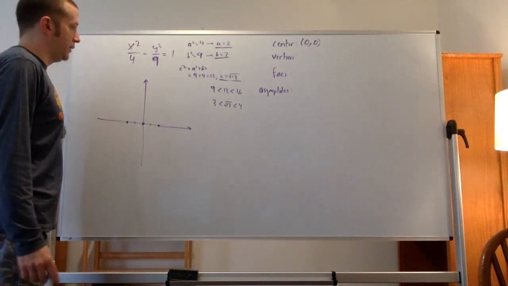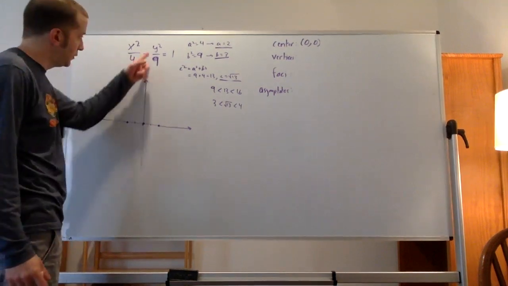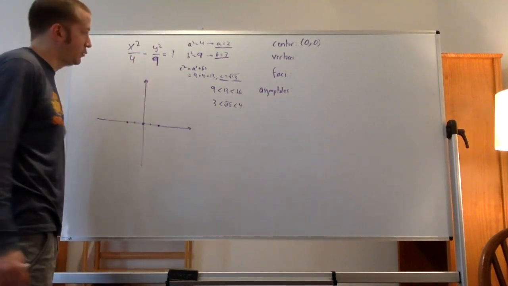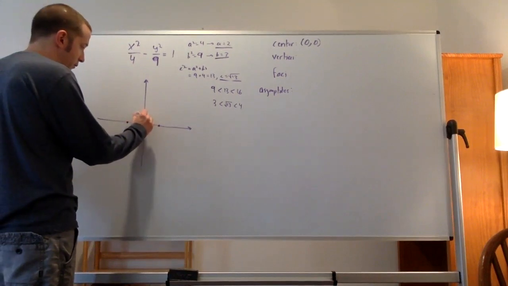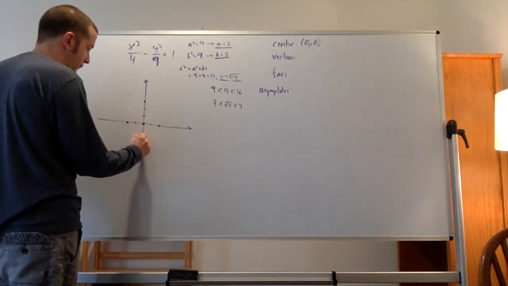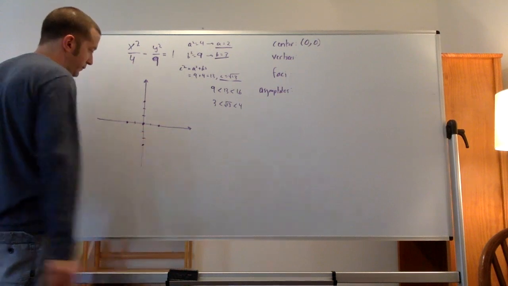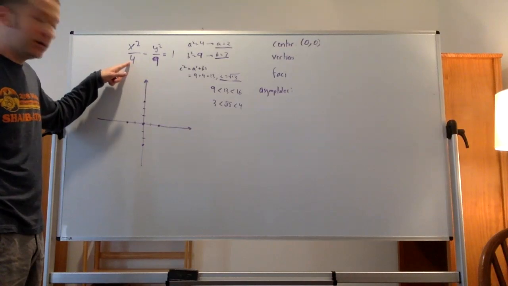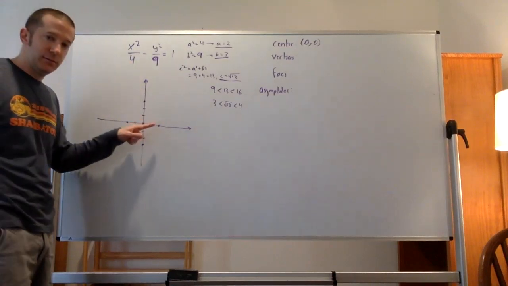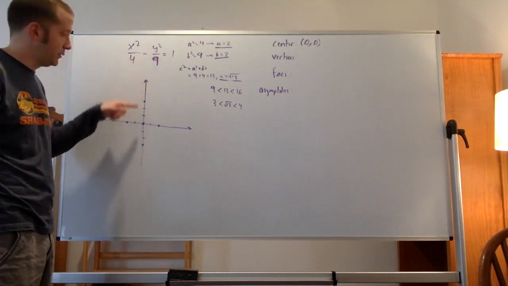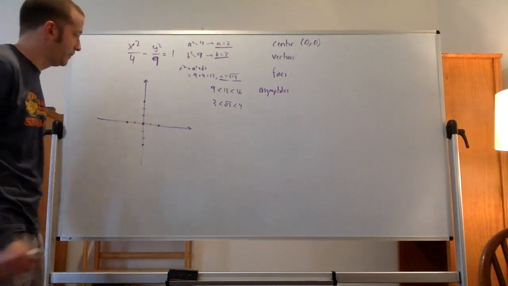And then how far do I go in the y direction? Well, look at the number underneath y squared. In this case, it's 9. The square root of that is 3. So I'm going to go up 3 and down 3. So the number underneath x squared was 2 squared, so I went 2 each direction in x. The number underneath y squared is 3 squared, so I went 3 up and 3 down.